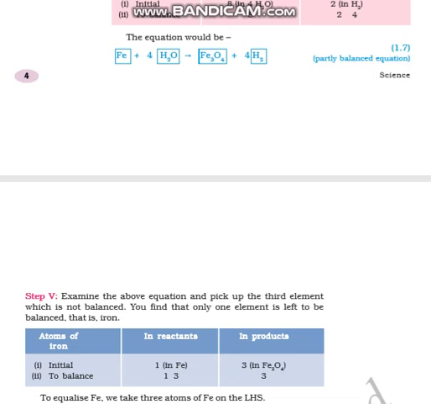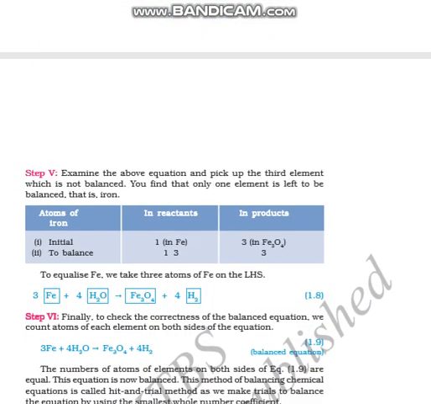So after that your equation becomes 3Fe plus 4H2O, that gives rise to Fe3O4 plus 4H2. That is a balanced chemical equation. As per your textbook, the equation is 1.8. So this is the way to balance the chemical equation.